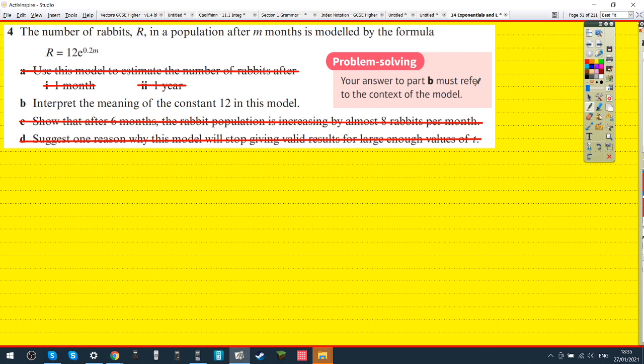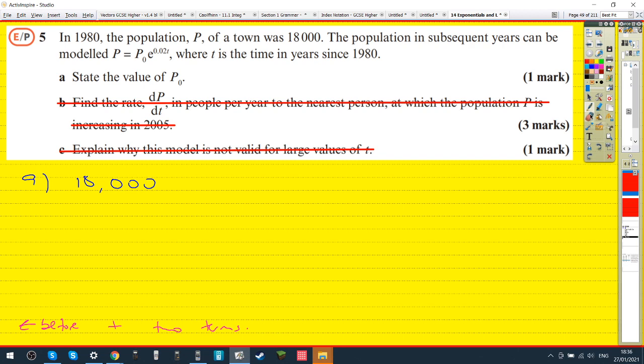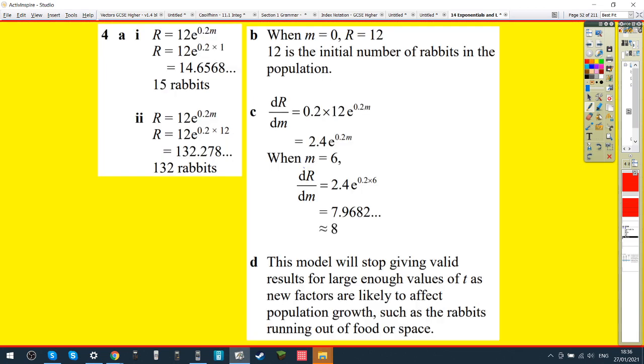Is it the amount of months in a year? No. What was the meaning of the constant 18,000 in this one? The initial population. Yeah. And the meaning of the constant 12 in this one? The initial number of rabbits. Yeah, initial population of rabbits. Common question. 12 is the initial number of rabbits in the population.